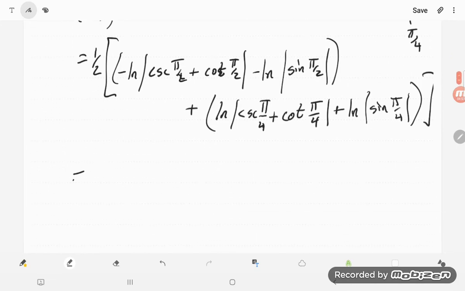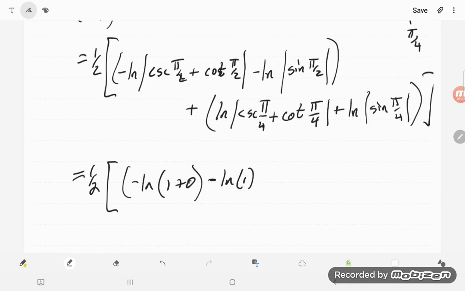Okay, well, now a lot of this will simplify nicely. So we get minus the log. Now cosecant of pi over 2 is 1 over the sine of pi over 2. Sine of pi over 2 is 1, so we get 1. Cotangent of pi over 2 is 0, so plus 0. Then minus sine of pi over 2 we just said was 1, so that's log of 1 again. So both of those are going to turn out to be 0.